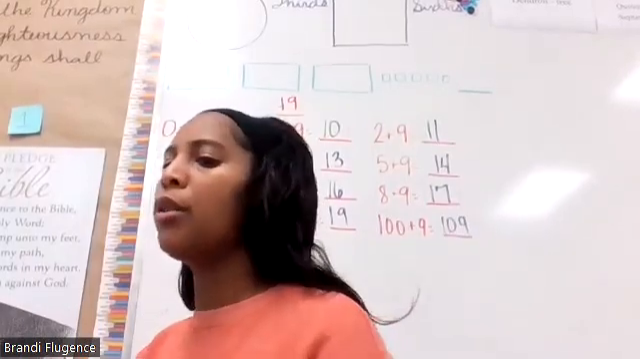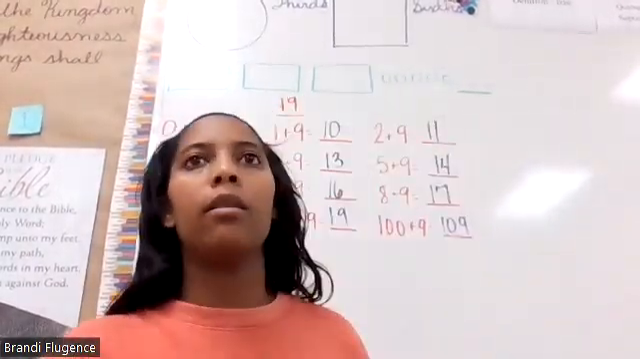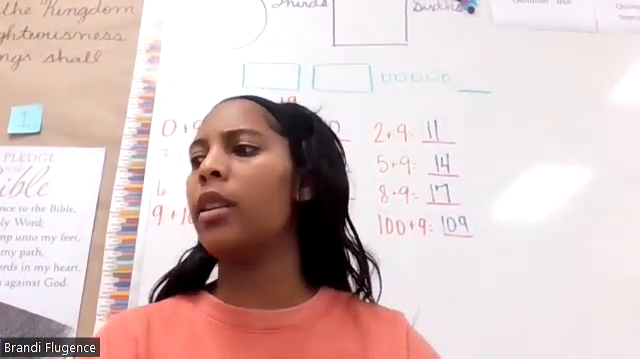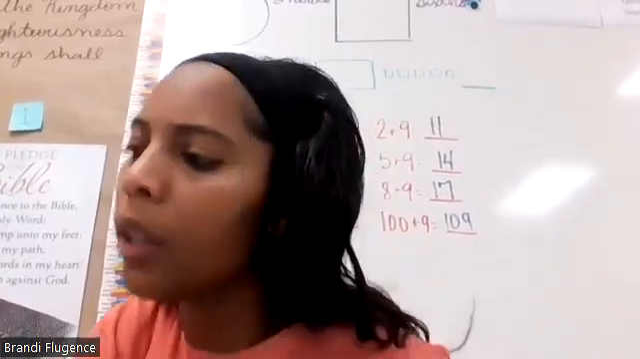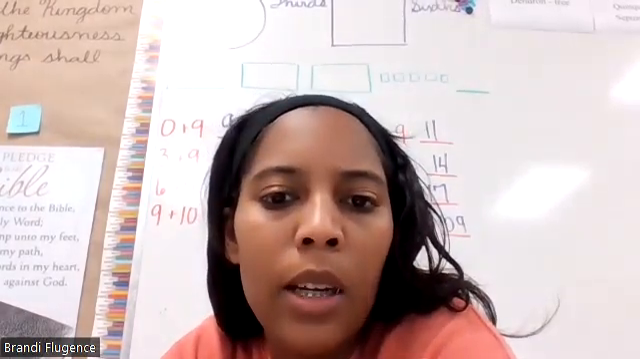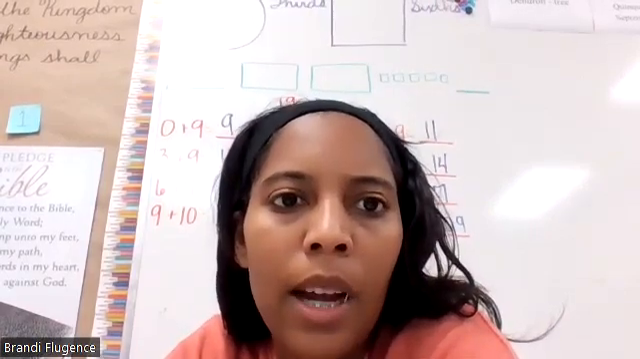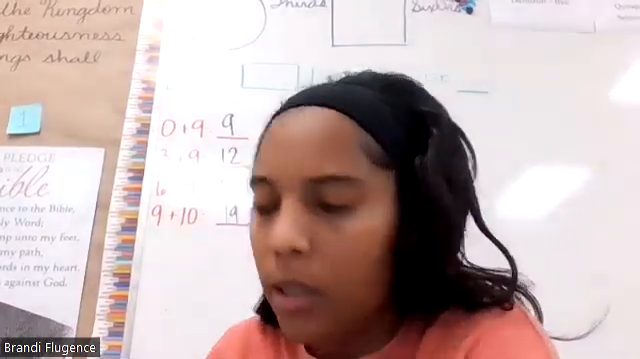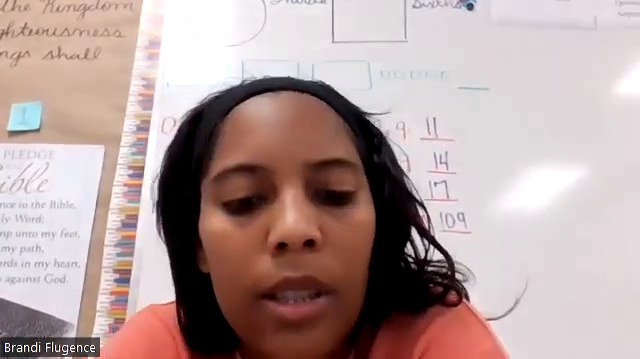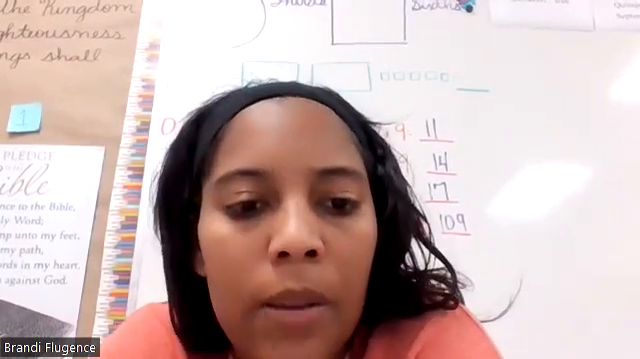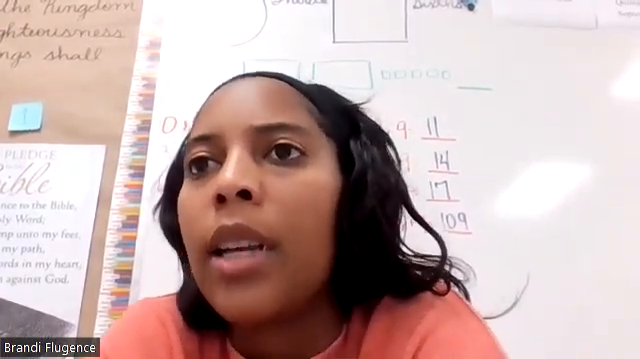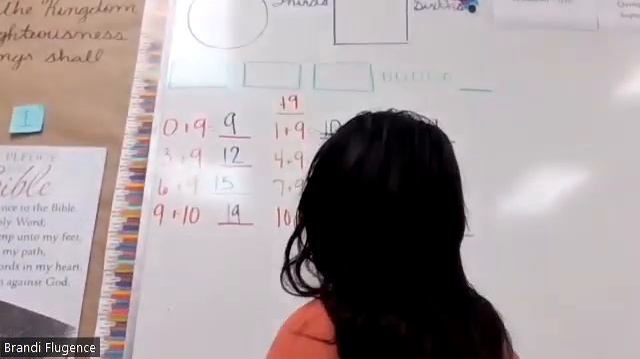These are our new math facts that we'll be learning. Let's go through them together. So let's begin. 0 + 9 = 9. 1 + 9 = 10. 2 + 9 = 11. 3 + 9 = 12. 4 + 9 = 13. 5 + 9 = 14. 6 + 9 = 15. 7 + 9 = 16. 8 + 9 = 17. 9 + 9 = 18. 10 + 9 = 19. Awesome. So these are your new facts that we'll be learning, okay?